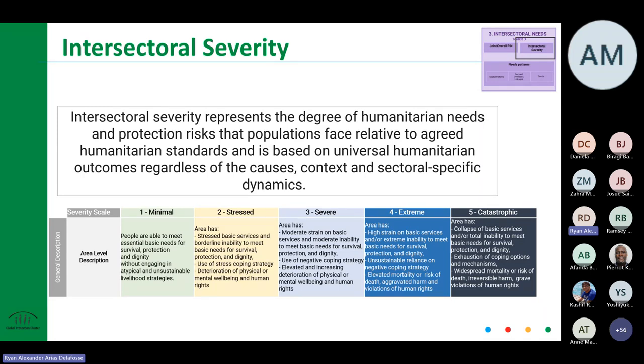In general, does the area have, in this case, a high strain on basic services, for instance, an unsustainable reliance on negative coping strategies, and you as a group, you trust your health colleagues who are experts in health when they say these things, or health should be trusting you when you say, listen, there is an inability for people to meet their basic needs, their basic protection needs, there is irreversible harm that is happening in this area from a protection standpoint. That is kind of how that conversation works.